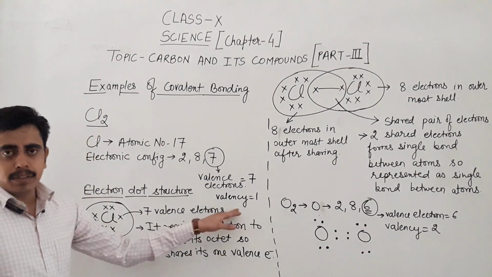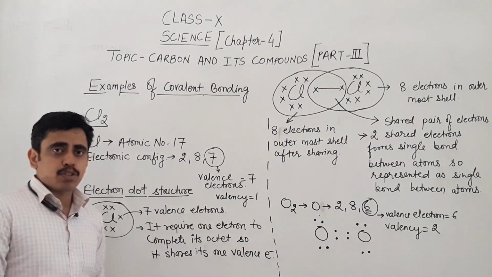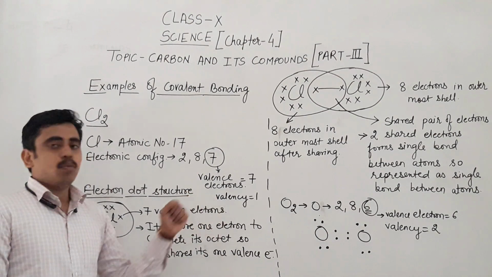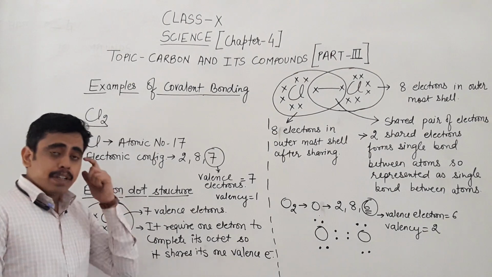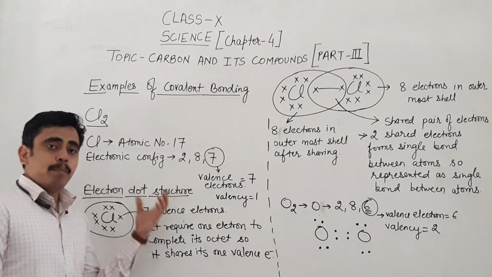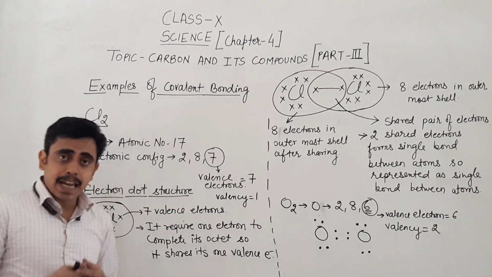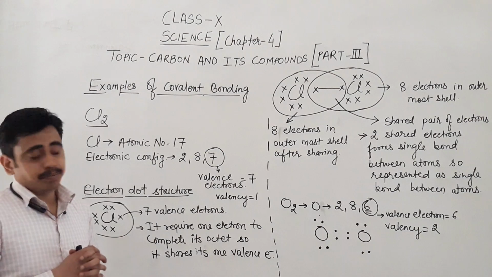Why is its valency 1? Because it requires only 1 electron to complete its shell. That's why its valency is 1. You remember that point? In the previous video we have discussed that for forming the covalent bond, atoms share their valence electrons according to their requirements.